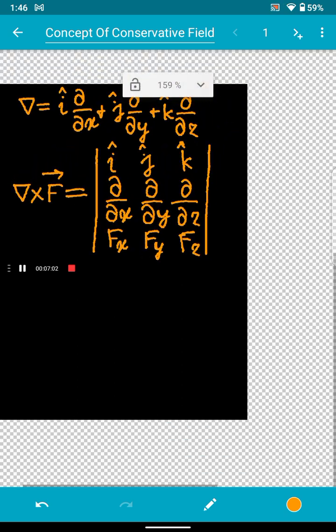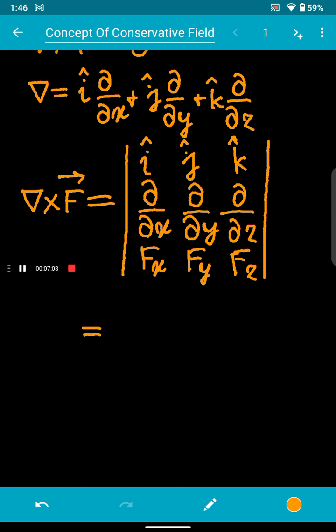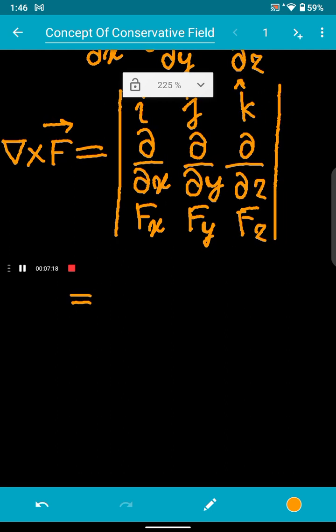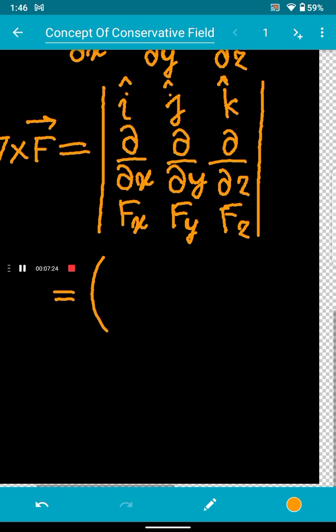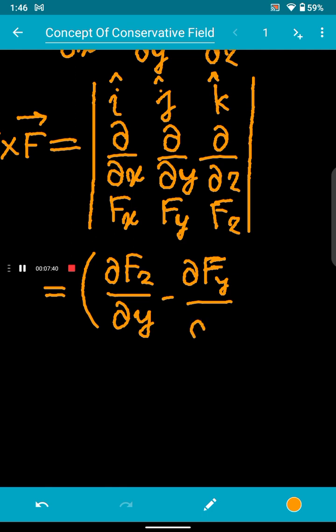Now what does it mean that we operate? Let's see, we will understand in the next slide. So when we work this out, it is evident that there is absolutely no meaning of del y into fz, that's not multiplication. We write it as del fz divided by del y minus, I am just opening the determinant now for your convenience, del fy del z.